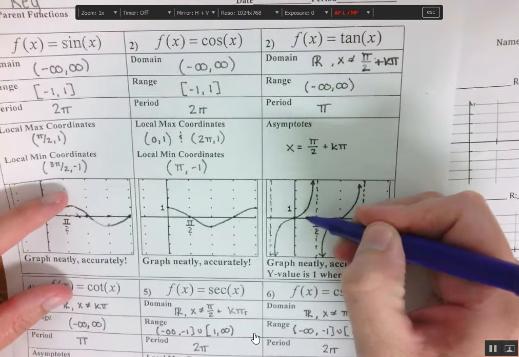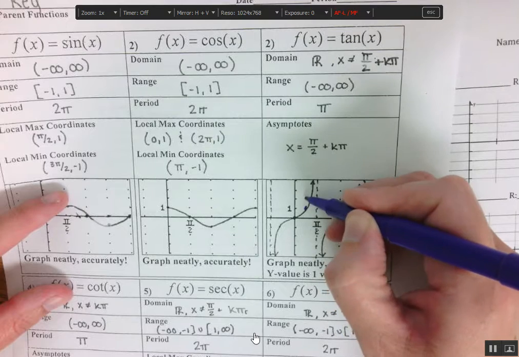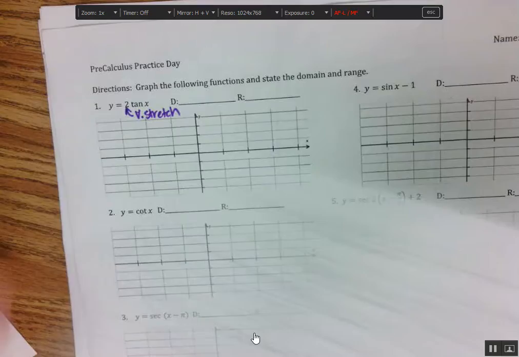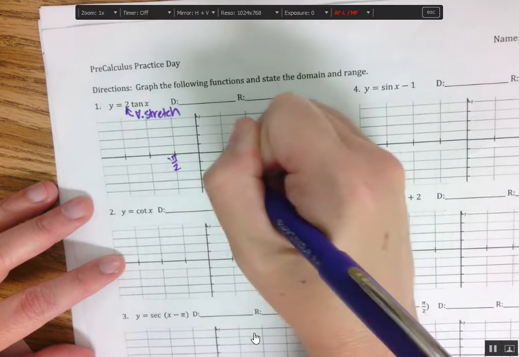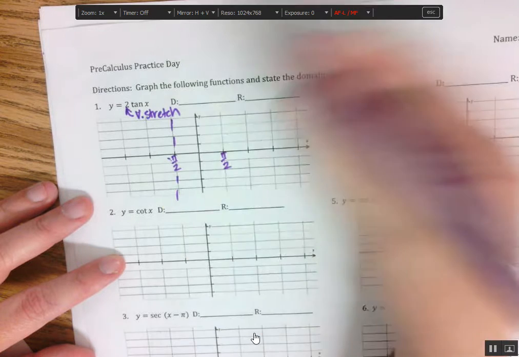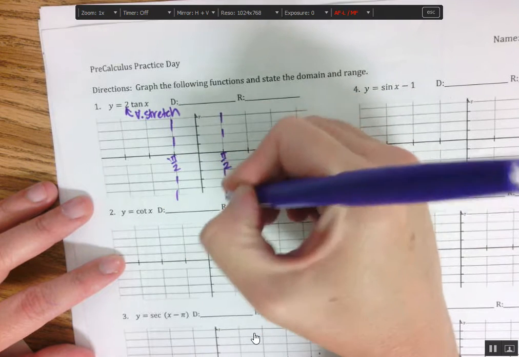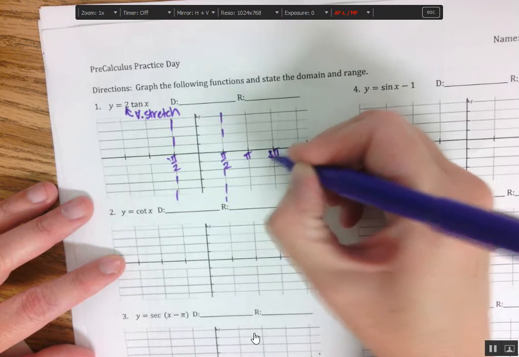So here's our parent graph, and what we're going to do is take this point that was at pi over 4, 1, and stretch it up to 2, okay? So I still have my asymptotes at negative pi over 2 and positive pi over 2. And if I were to graph another period of it, it would be at 3 pi over 2.